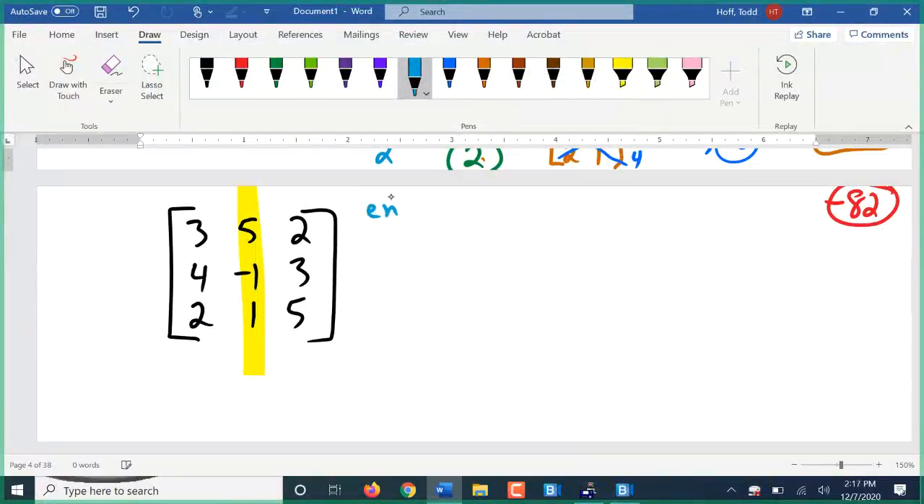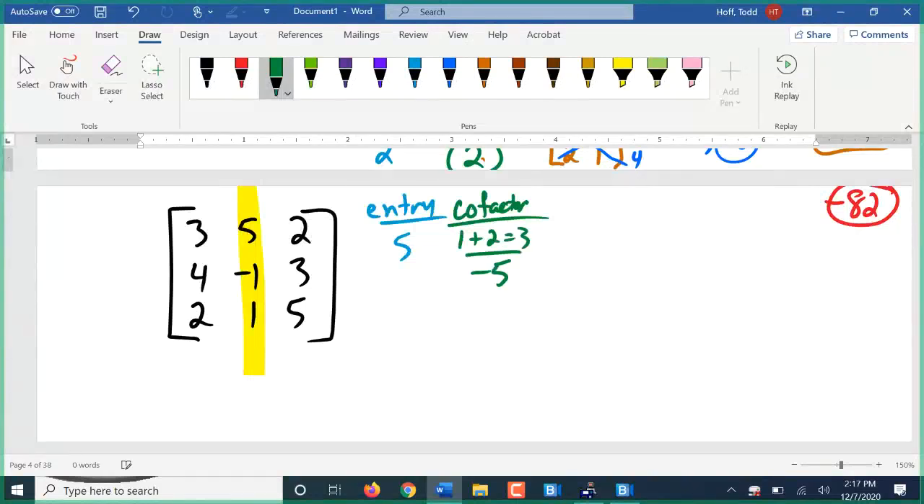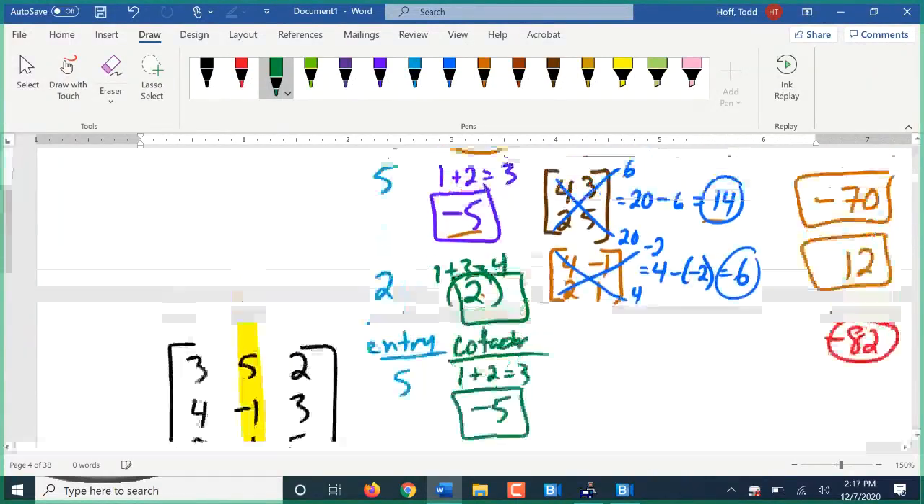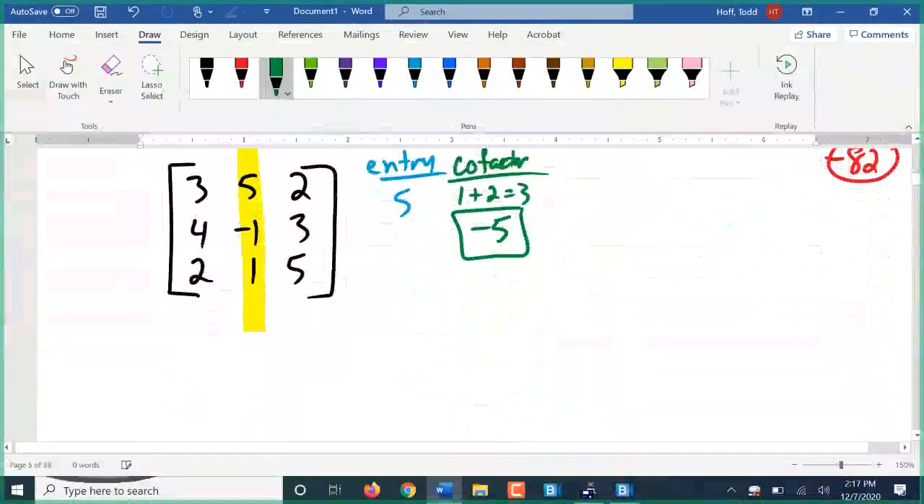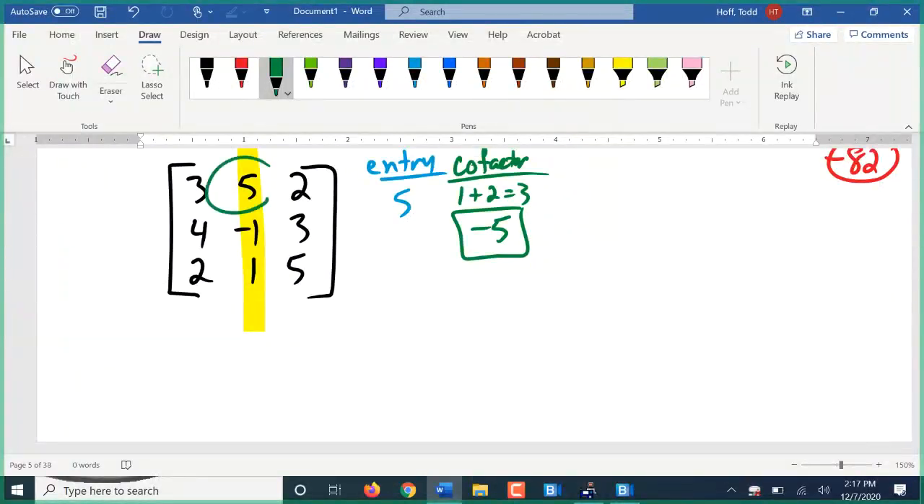So our first entry in that column is the 5. Its cofactor. Well, it's row 1, column 2. That adds up to 3, so that's going to be a negative 5. Notice when we had the 5 in the top row, it was a negative 5 as well. The cofactor of that entry is always going to be the same, no matter whether we're picking a row or a column. That 5 up there is always going to have a cofactor of negative 5 in that position. Its minor.